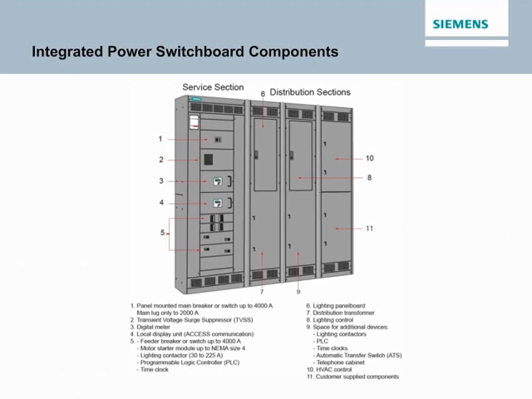Examples of IPS switchboard components that can be included to meet customer requirements include lighting panelboards, power monitoring devices, distribution transformers, access communication, lighting contactors, lighting controls, heating, ventilation, and air conditioning control, building management equipment, programmable logic controller, PLC, automatic transfer switch, motor starters, and backup generator.